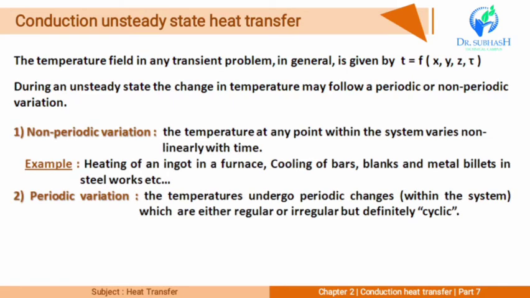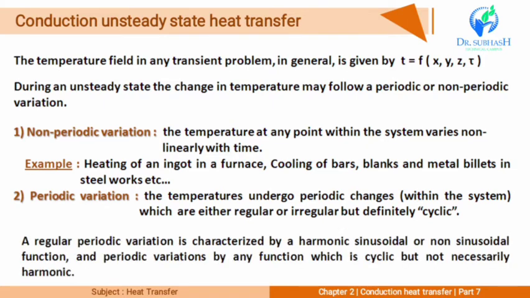During unsteady state, the change in temperature may follow a periodic or non-periodic variation. First, non-periodic variation. The temperature at any point within the system varies non-linearly with time. For example, heating of an ingot in a furnace, cooling of bars, blanks and metal billets in steelwork, etc. are examples of non-periodic variation.